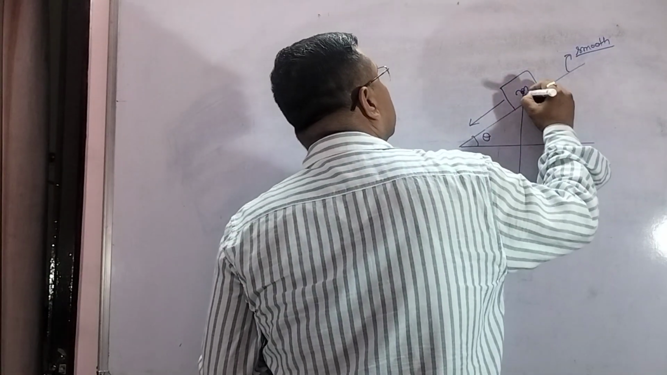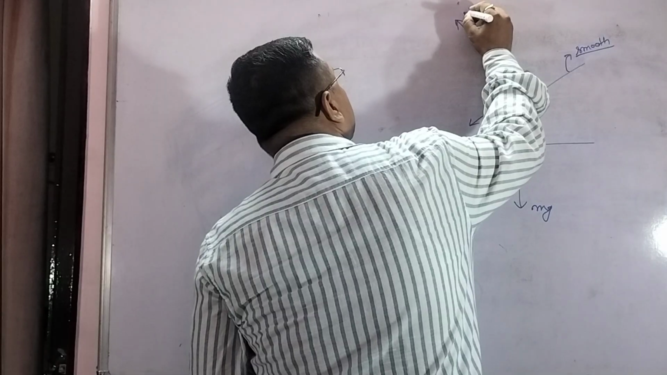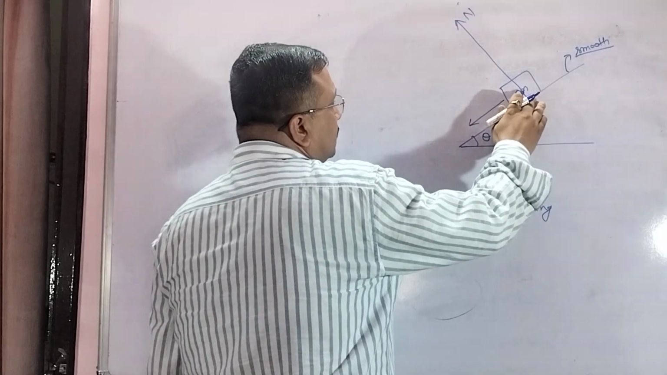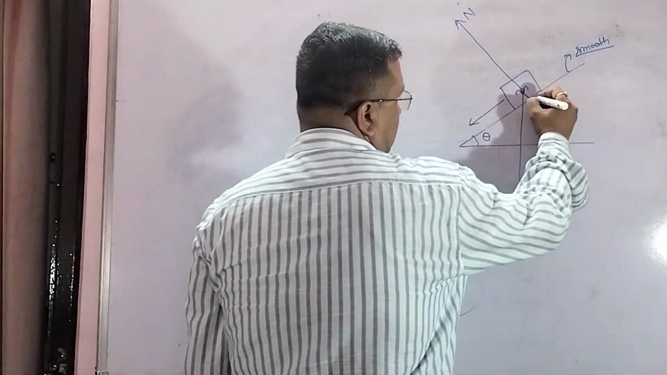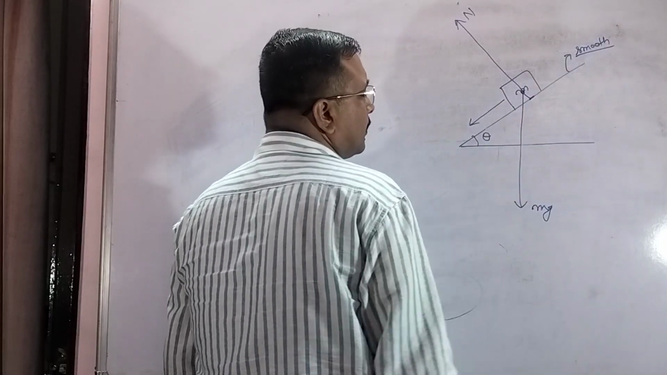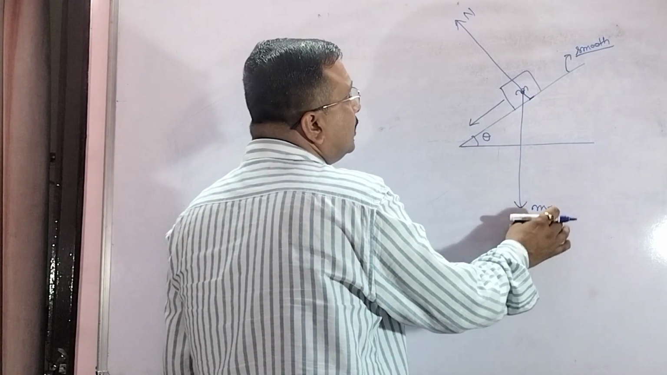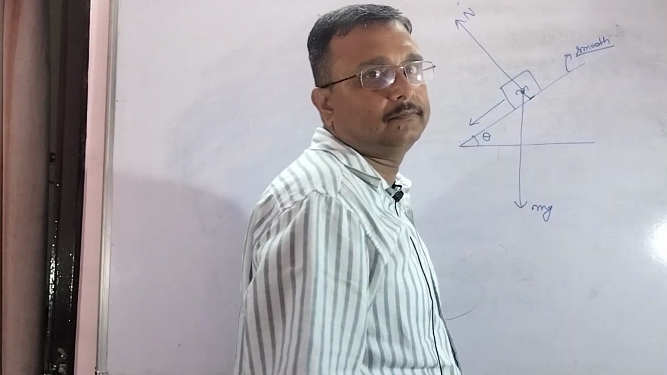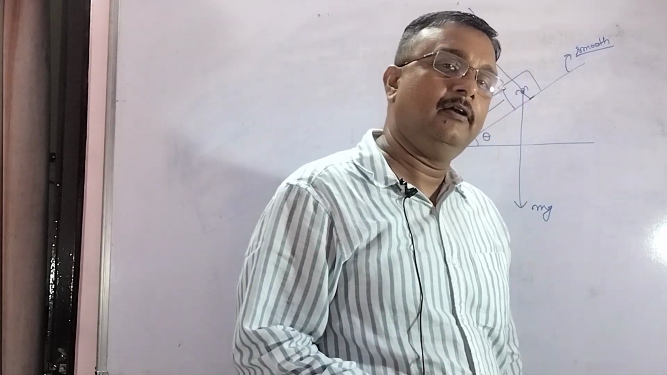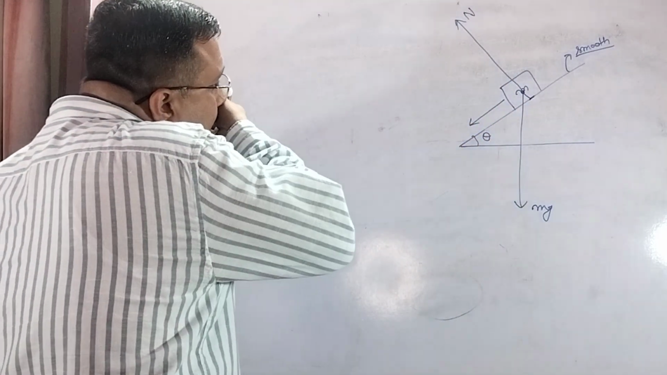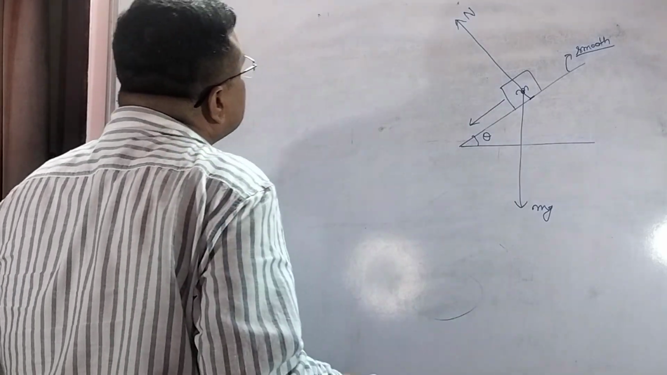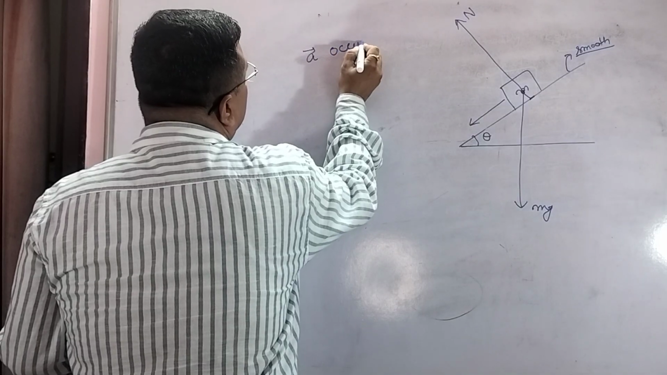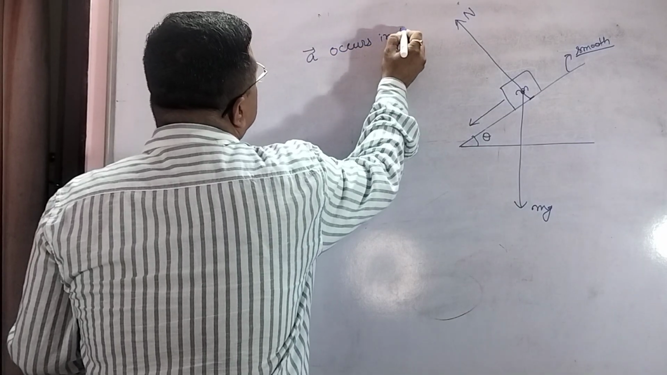And there will be a normal force, which is perpendicular to this surface, that we have already learned. So now see, there are two forces, one is mg, another is N. No other force is acting on this particle. And we have studied that the acceleration occurs in the direction of force.